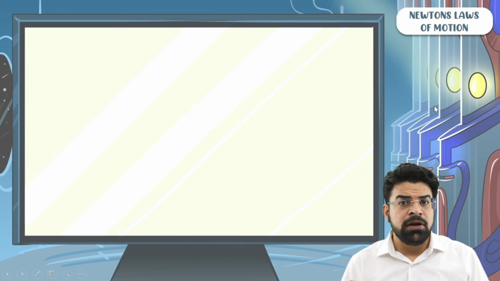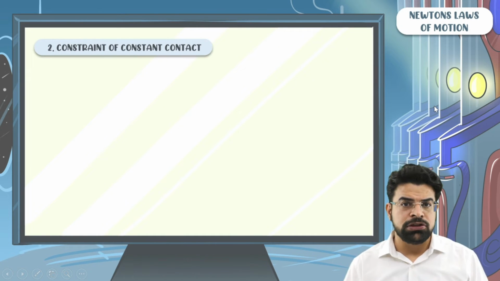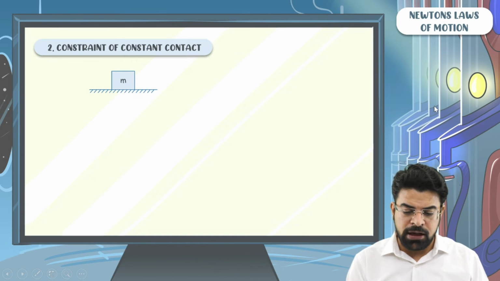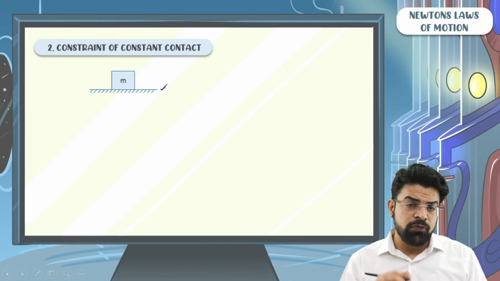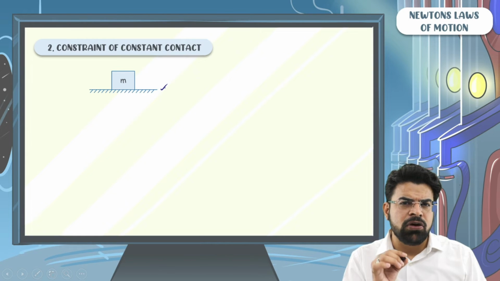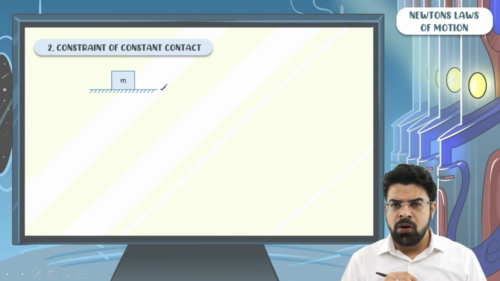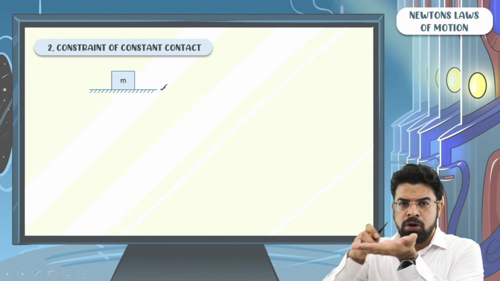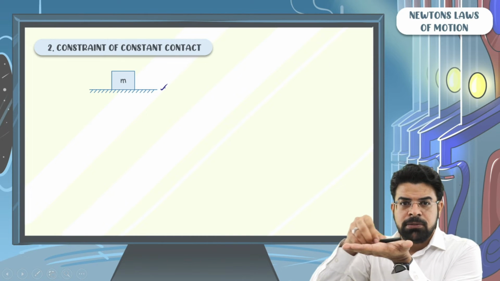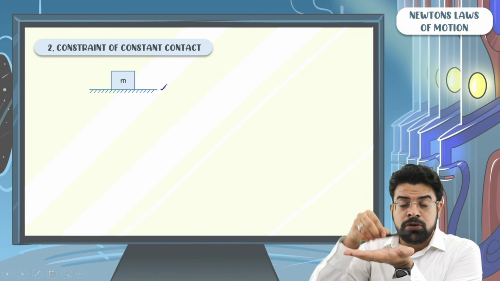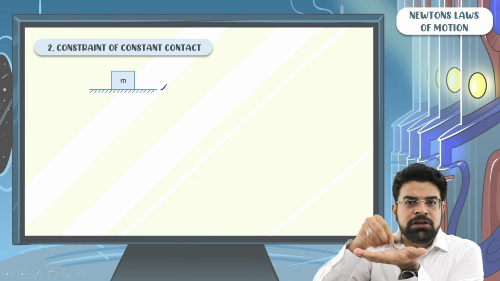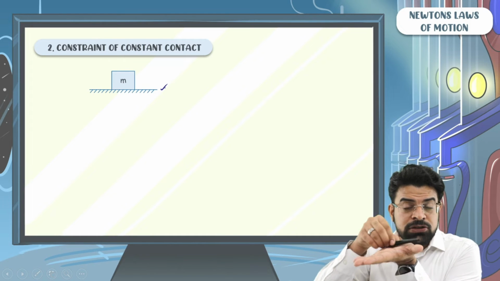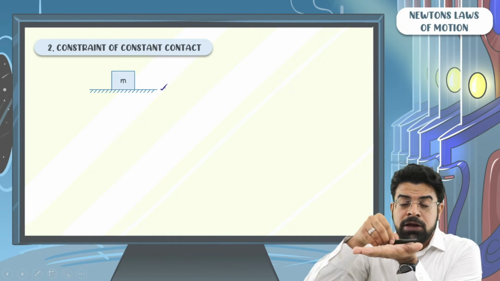So now let's talk about the second type of constraint, the constraint of constant contact. Visualize that you have a fixed surface, and on the fixed surface you have a block. If you want the block to be always in contact with the surface, how can the block move? So the block can move in the plane of the surface, but the block can't move perpendicular to the plane of the surface. If the block tries to move perpendicular to the plane of the surface, it will lose contact with the surface. So the block can only move in the plane of the surface.